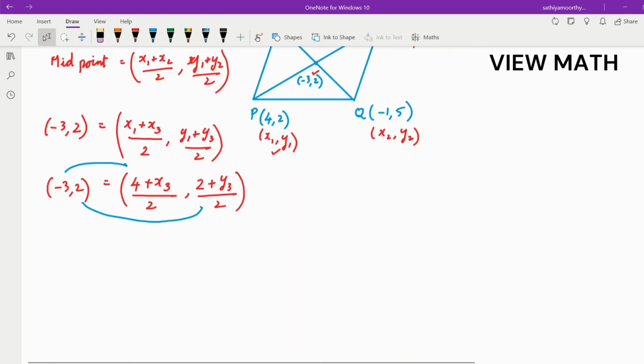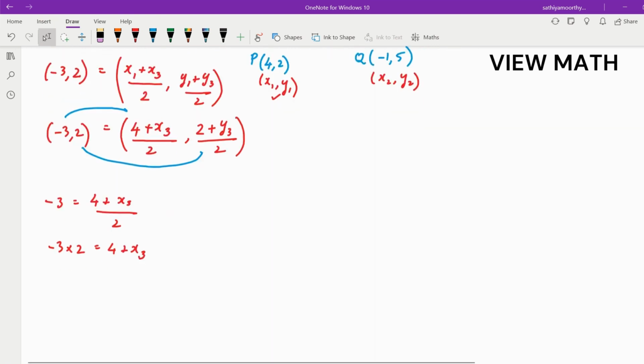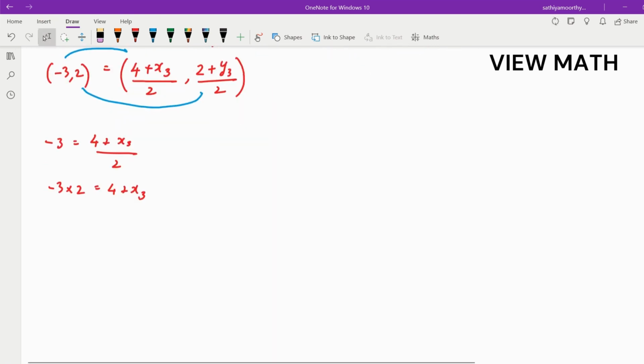Now minus 3 is equal to (4 plus x3) by 2. If I bring the 2 to the other side, it becomes minus 3 into 2 is equal to 4 plus x3. Minus 3 into 2 is minus 6, equal to 4 plus x3. Minus 6 minus 4, bringing 4 to the left hand side, is equal to x3. Therefore x3 is equal to minus 10.